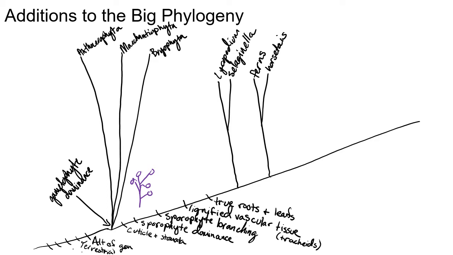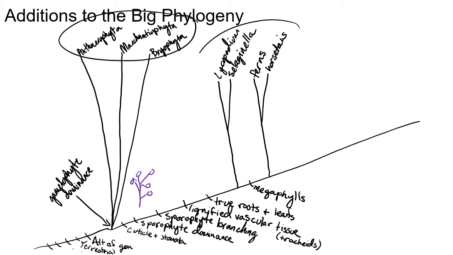And the difference is that here we have megaphylls, so larger leaves. And then we'll save the rest of this for our future groups of plants. So these are all bryophytes and these are all SVPs.